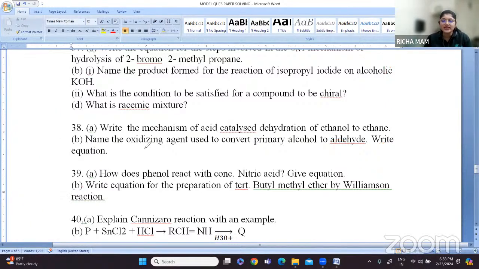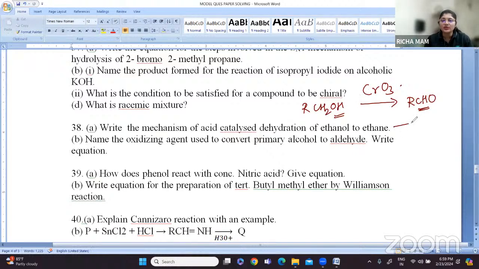Now name the oxidizing agent used to convert primary alcohol to aldehyde. Have we discussed this? No, we did not discuss it. From primary alcohol to aldehyde, we make use of CrO3, that is, chromic acid. So chromic acid is the oxidizing agent used to convert primary alcohol to aldehyde. Also write the equation.